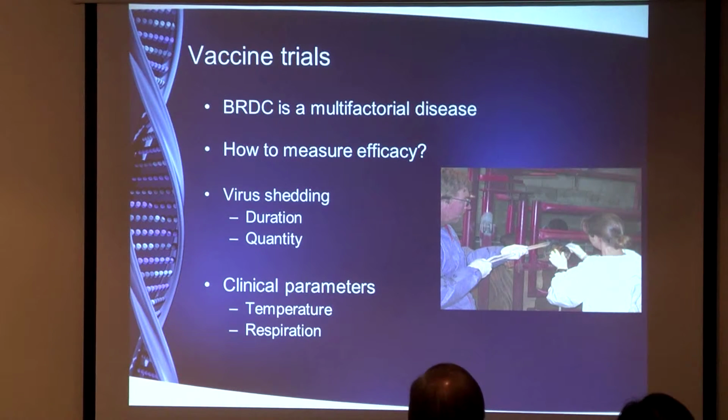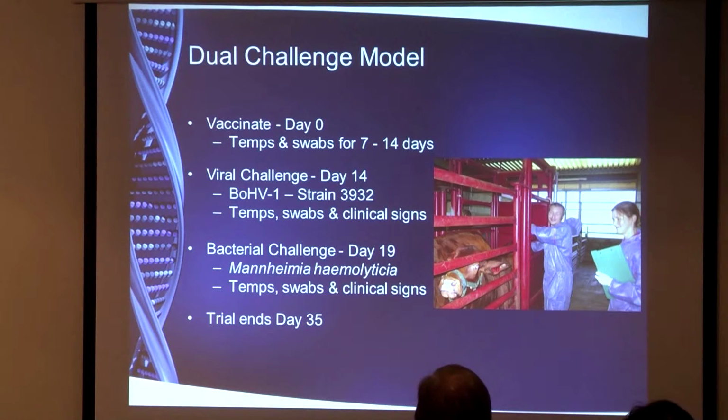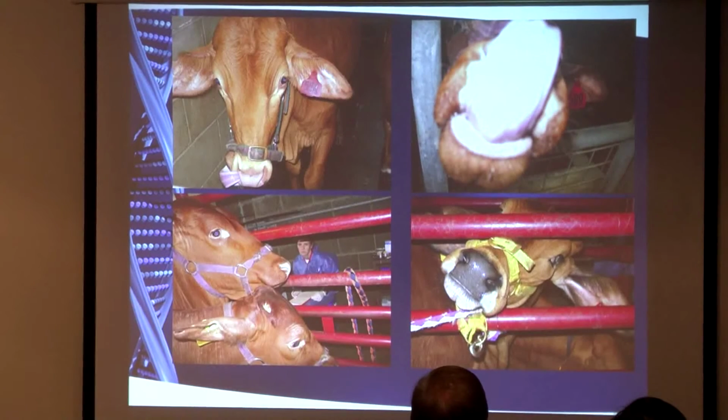So what we actually do is we use a dual challenge model. We vaccinate, and then within our peak BRD period, we give them a challenge strain. In this case, we're looking at the BHV side of things, and so we're giving them a challenge strain of BHV. And we monitor them for temperature and swabs and clinical signs. And then about 4 or 5 days after that, we give them Mannheimia haemolytica to simulate that secondary bacterial infection, and then do similar monitoring of them.